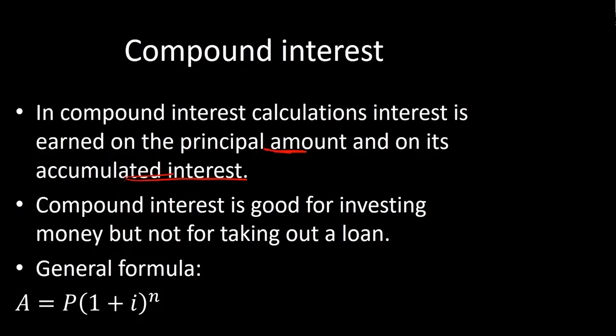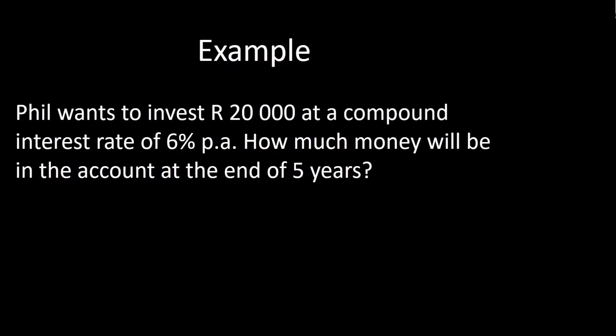Okay. The general formula that we use for compound interest, A is equal to P times (1 plus i) to the n. The variables have the same meaning as they did in the simple interest calculations, so I'm not going to go over each of those variables again. Okay, let's think about this one. Phil wants to invest 20,000 Rand, so that's his initial amount, at a compound interest rate of 6% per annum, so therefore i would be 0.06. All we do is divide 6 by 100. How much money will be in the account at the end of 5 years? n is equal to 5, and we are looking to find the value of A.